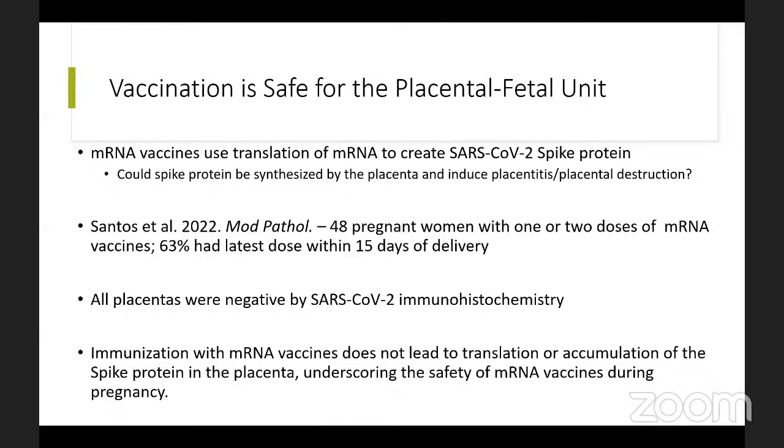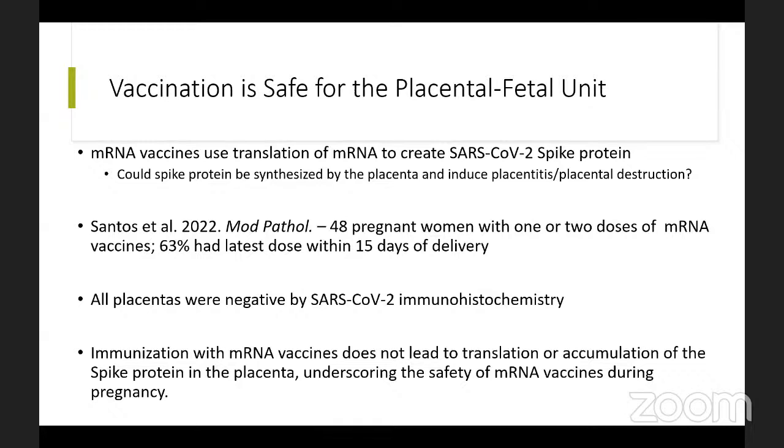So what this group at the Brigham did was they looked at 48 pregnant women with 1 or 2 doses of mRNA vaccines, and 63% of those had had their latest dose within 15 days of delivery. So we're looking at placentas that are from moms who were typically very recently vaccinated. And all of these placentas were negative for the spike protein by SARS-CoV-2 immunohistochemistry. And that leads to the conclusion that immunization with mRNA vaccines does not lead to translation or accumulation of the spike protein in the placenta.